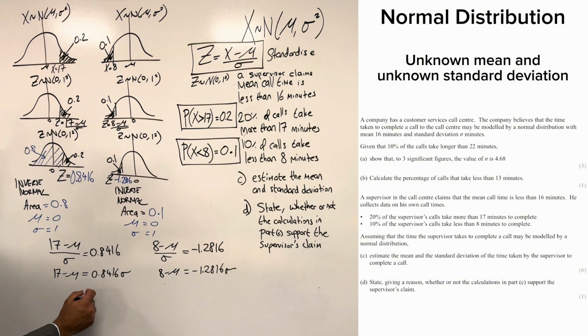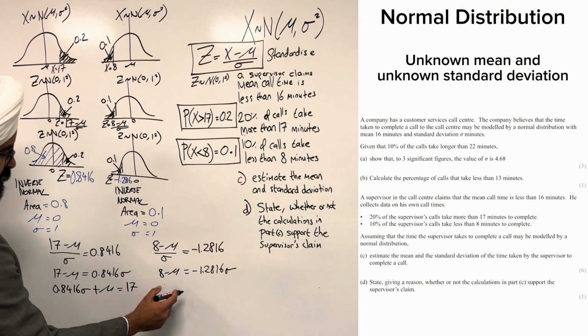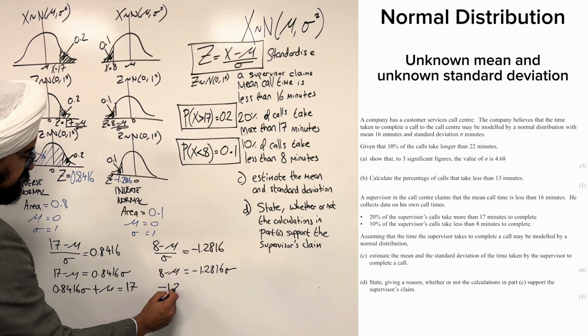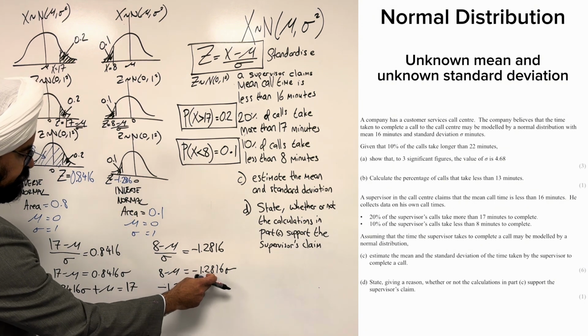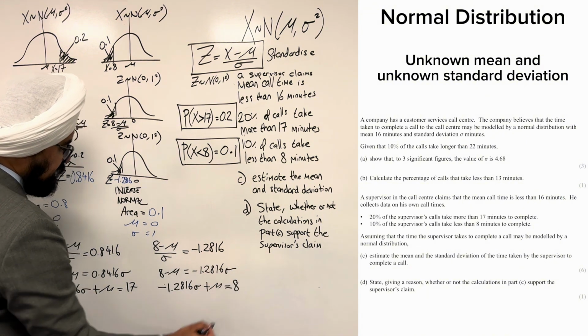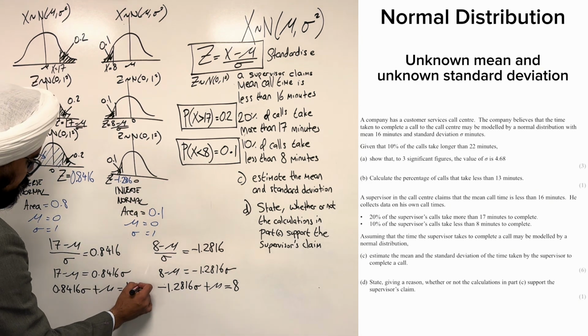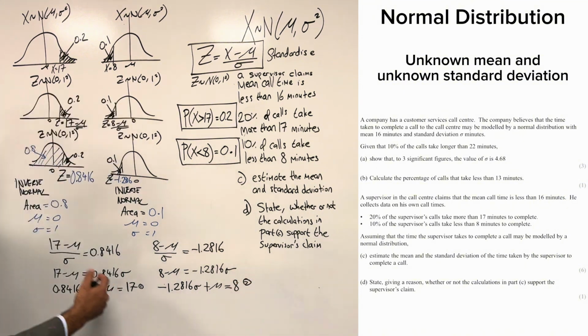And now I'm going to try and bring everything together, and take advantage of my calculator and try and solve this using the simultaneous functions. So 0.8416 sigma, plus mu, is equal to 17. Here, I'll have minus 1.2816 sigma, plus mu, is equal to 8. Just going to double check I've done that correctly. I believe I have. So this is now equation 1, and this is equation 2.